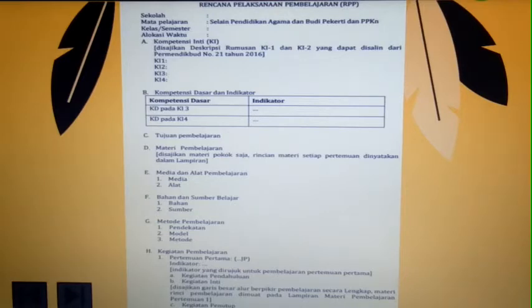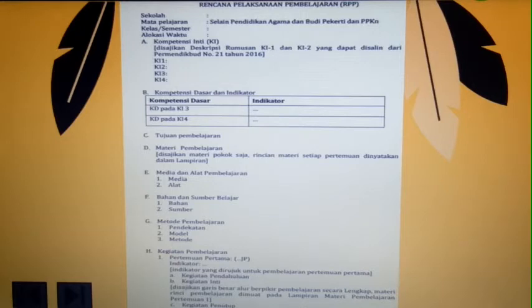Learning material. The learning material in the lesson plan is written in points, which are subject matter and teaching material. The subject matter can be formulated from basic competence, while teaching material is formulated from indicators of achievement of competencies, in detail in the attachment. Learning media and tools. Learning media and tools just include tools and media that will affect the learning process. Learning materials and resources. Learning materials and resources just include materials and sources that will affect the learning process.